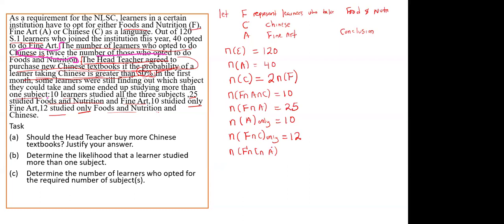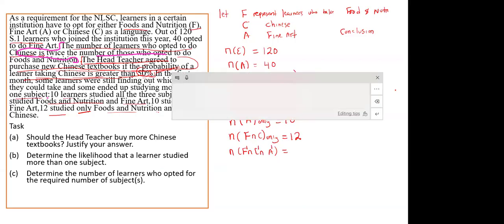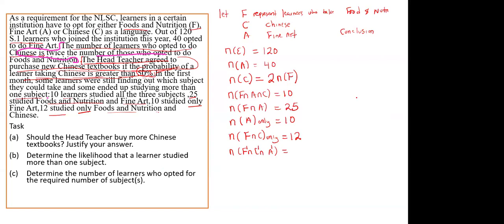Now, in the chat, you tell me F prime intersection C prime intersection A prime. How many children do not study any of the subjects? What could be our answer there? How many children don't study any of the subjects? Put in the chat what you think.